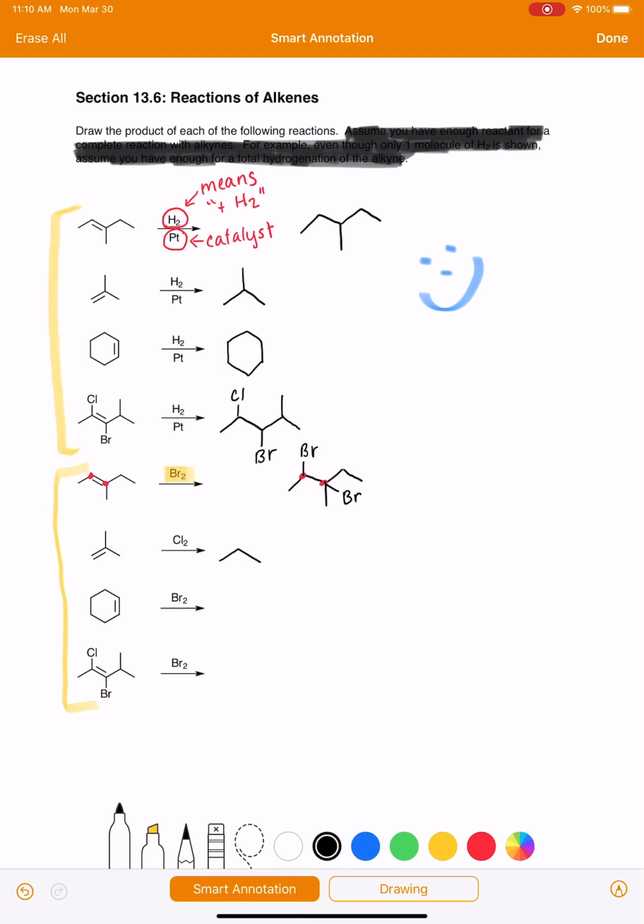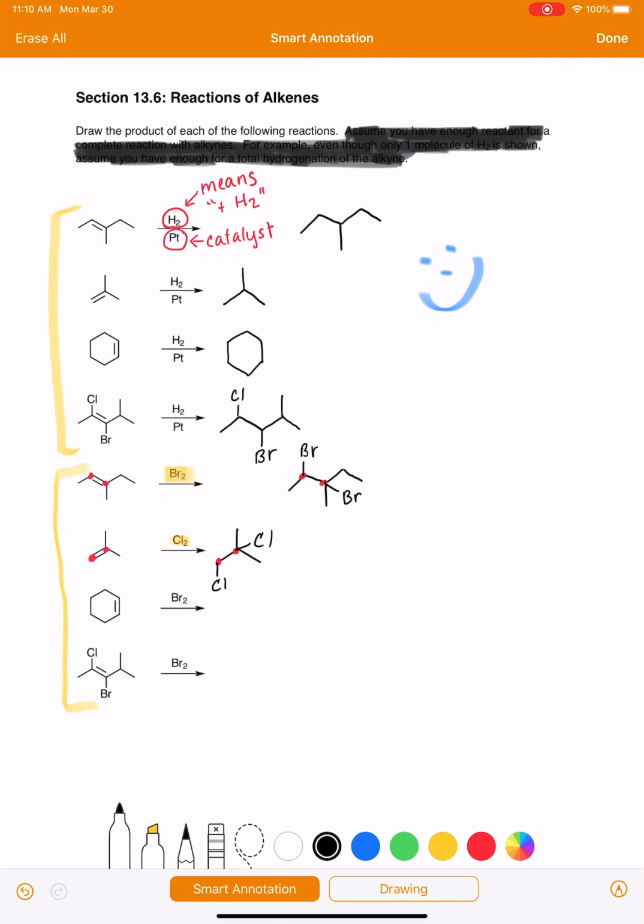Redraw the carbon skeleton, changing the double bond to a single bond. Find your alkene carbons, here they are, and put a chlorine this time. Put 1 chlorine on each one of those carbon atoms. Again, the direction that you point them doesn't make any difference.